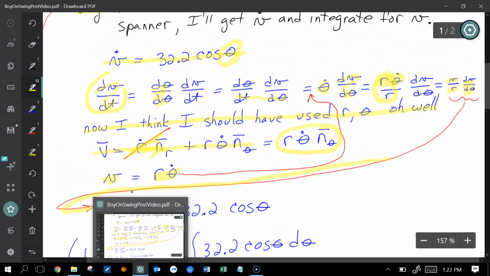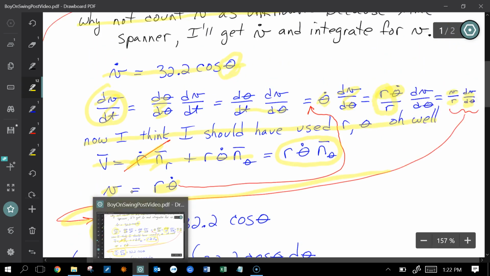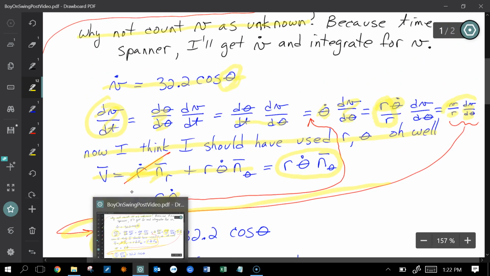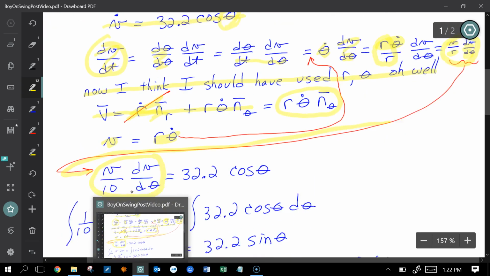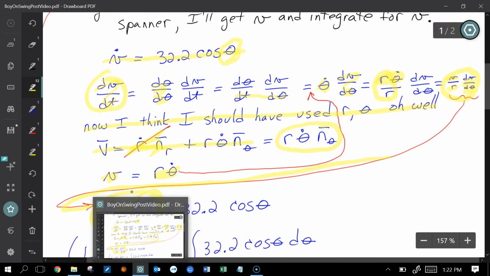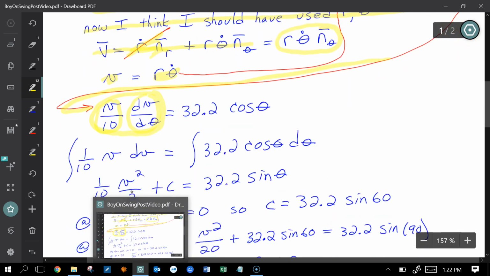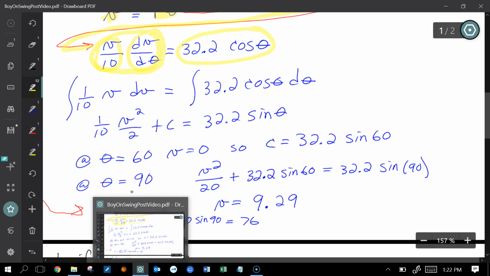dv dt, that's v dot, this is dv dt. Right? From right here, it's v over r dv d theta. V over r dv d theta equals 32.2 cosine theta. Now, I can separate the variables. So I separate the variables.